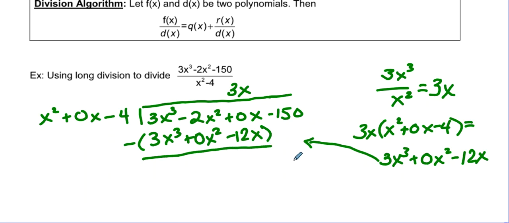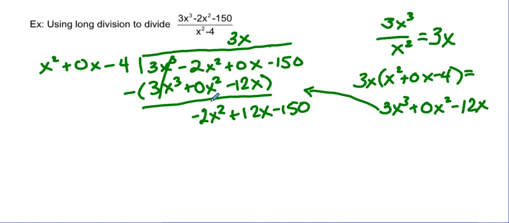Just like division from elementary school. Alright, so these two cancel. Negative 2 minus 0 is still negative 2x squared. And this is a tricky one. I have 0 minus negative 12. So the two minuses cancel and give you a plus 12x, and then bring down the minus 150. So over on the side now, what you're thinking is the first term divided by the first term. Negative 2x squared divided by x squared. And those cancel, giving you just negative 2.